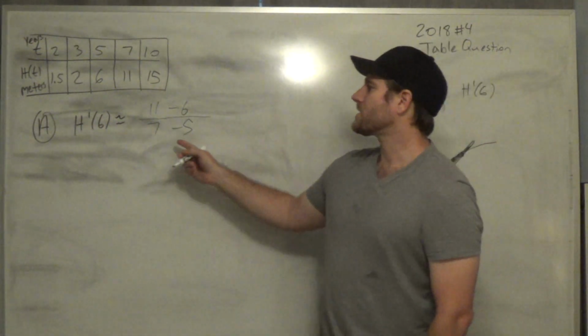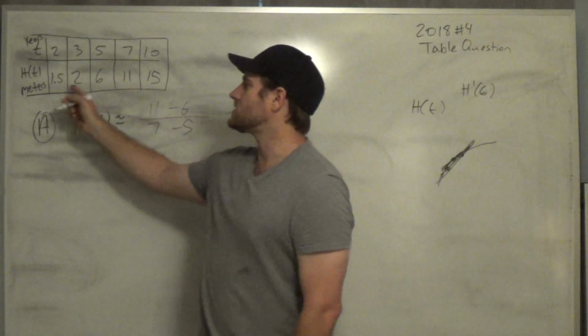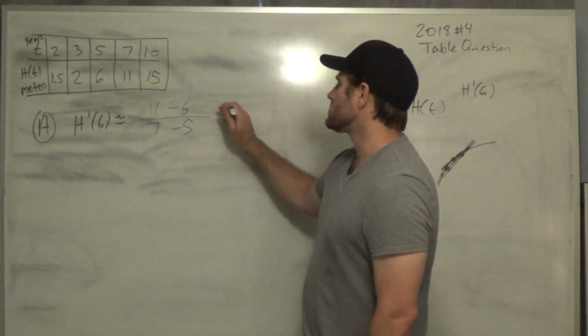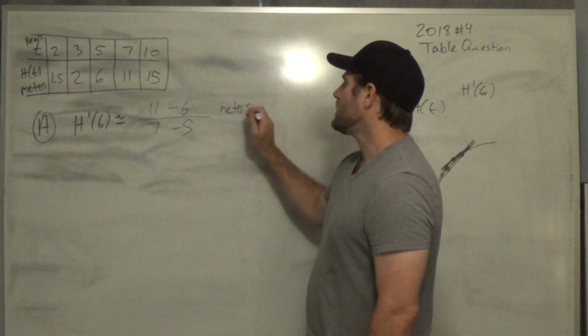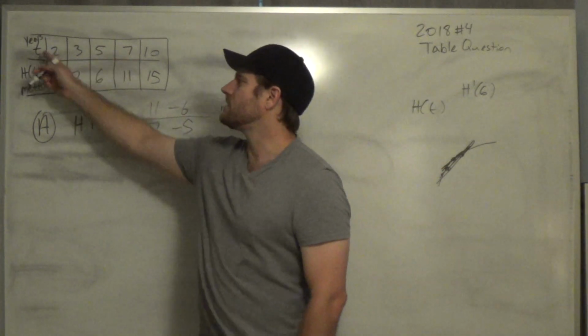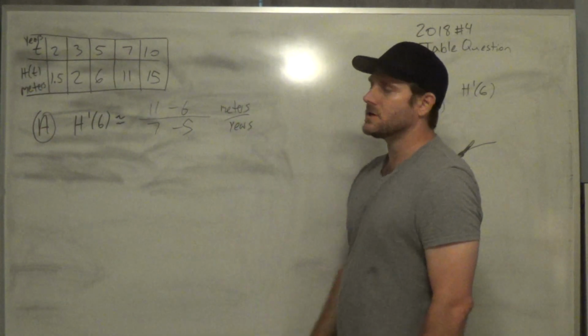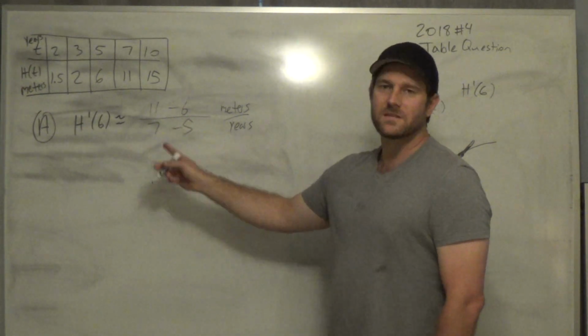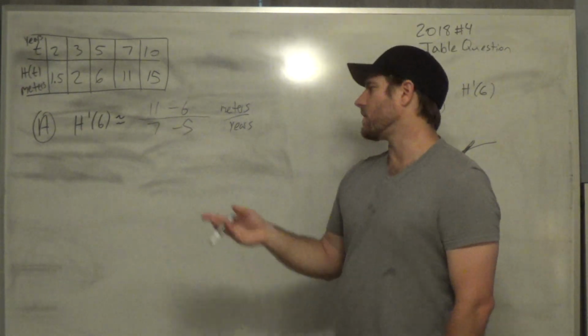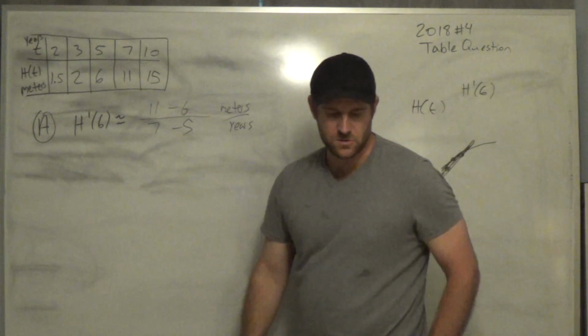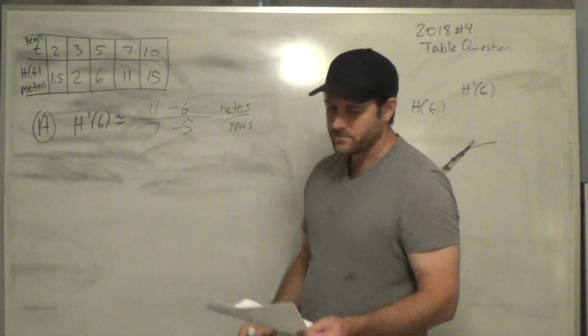What did we subtract on top? 11 and 6. 11 and 6 are meters, so meters are on top. And then we subtracted 7 and 5, which are years. So the units are meters per year. So if I simplify this, I could use 5 over 2 or 2.5 meters per year, but I'm not going to. So let's look at the context of the question.